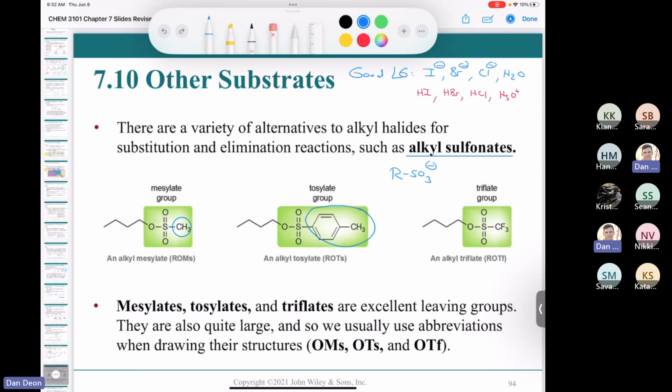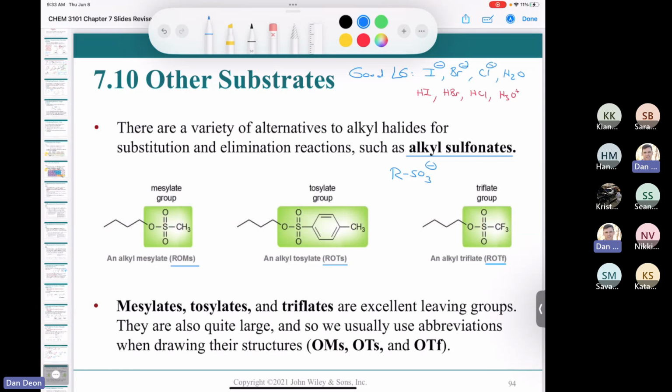All right. So we see the names of these leaving groups. We have the mesylate, which we abbreviate OMS. So that's the first one here. Mesylate actually stands for methane sulfonyl. The next one is a tosylate, which we abbreviate OTS, and tosylate stands for toluene sulfonyl. And the last one is a triflate, which we abbreviate OTf, and triflate stands for trifluoromethane sulfonyl, if you can believe it, stands for all of that.